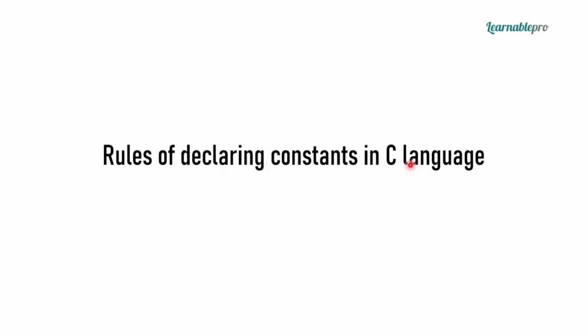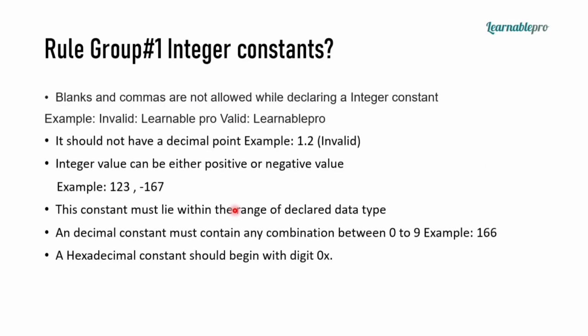Today we are going to discuss the rules of declaring constants in C language. Now let's see what is the first rule group in declaring the constants. So let's see what are some basic rules to declare an integer constant. The first rule is that blanks and commas are not allowed while declaring an integer constant.